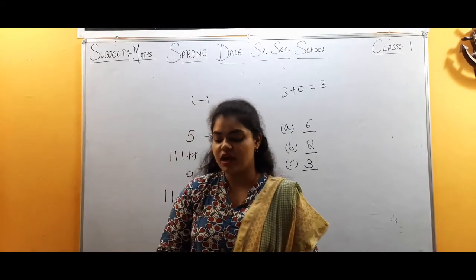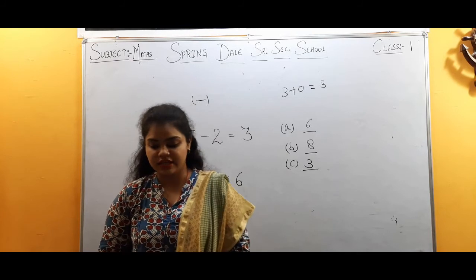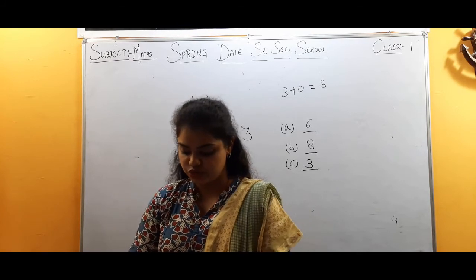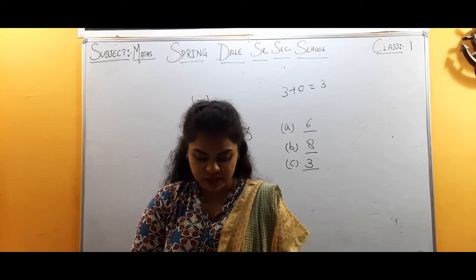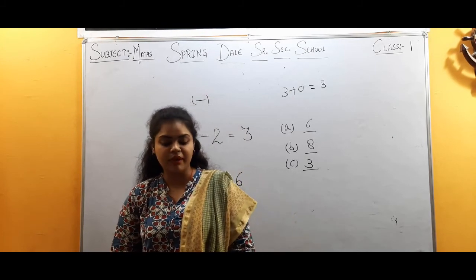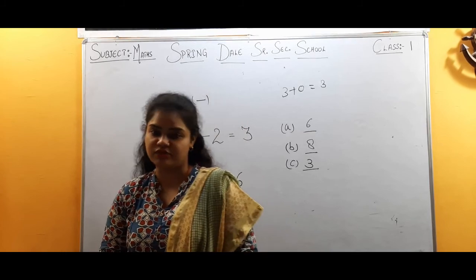Okay children, now the rest of the questions, that is D, E and F, and the rest 2, 3, 4, 5, 6 on page number 33 and till page number 34, the 11th question and the mental maths you have to do by yourself. Thank you.